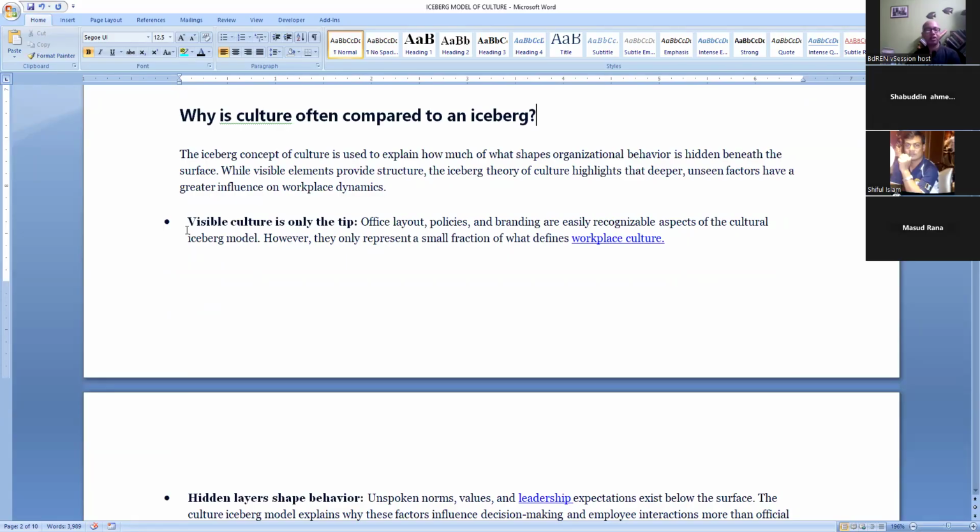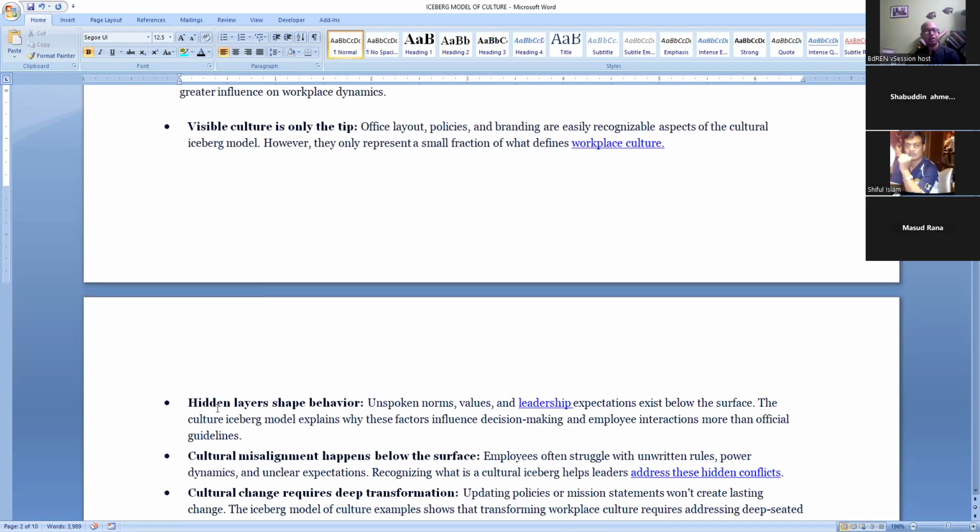Now, here, visible culture is only the tip. Tip means the visible part, the top of the iceberg, which is visible from outside. The hidden layers shape behavior. That is the hidden part of the iceberg, compared with the ingredients of a culture which are not visible. Unspoken norms, values, and leadership expectations exist below the surface.